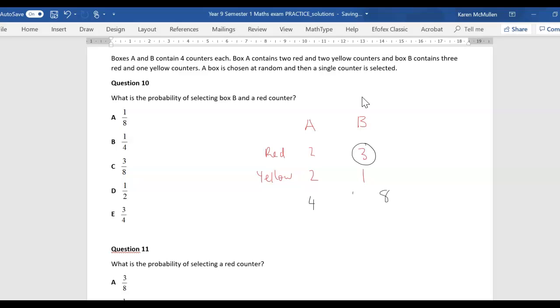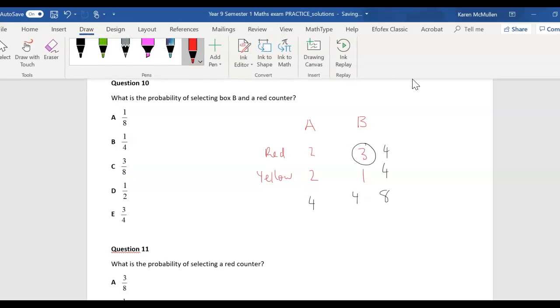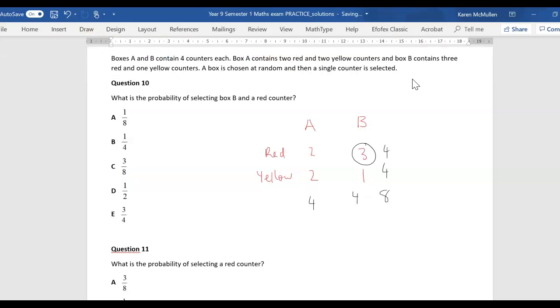So we've got box B and a red counter, there's 3, and there's 8 altogether. So 8 counters altogether. If you wanted to, you can go ahead and fill in the rest of the two-way table. I'm just going to go back to my red pen though. So 3 out of 8.